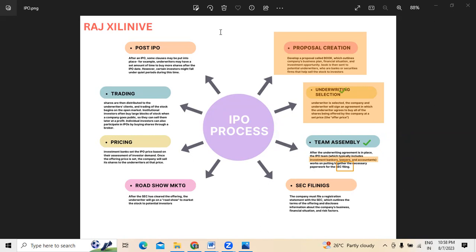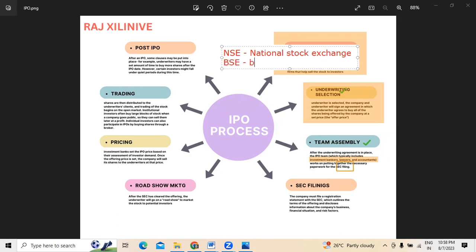A company can be listed on two of them. Either they can list their company on NSE, which is called the National Stock Exchange, or else they can list on BSE, which is called the Bombay Stock Exchange, right? In the US and elsewhere, it is called NASDAQ as well. Understand? Clear?